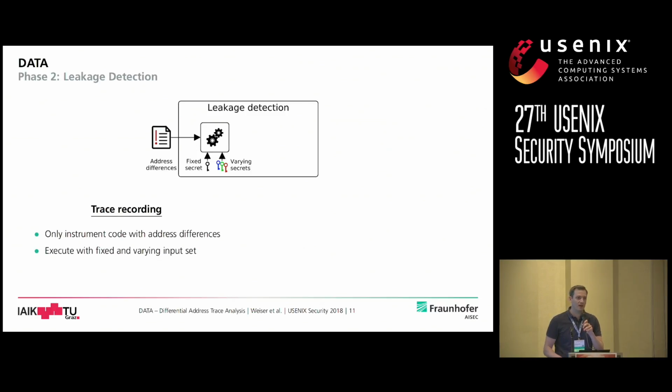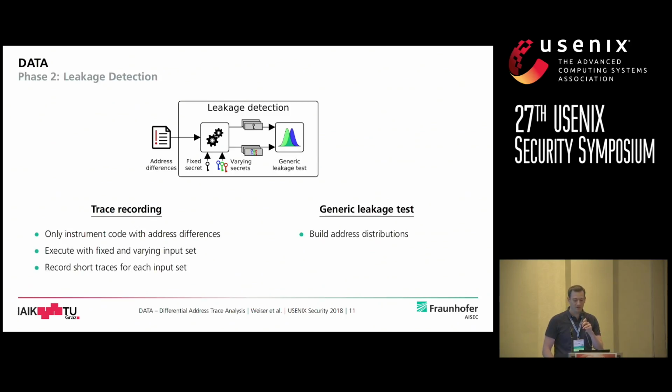So let's suppose I want to take 100 measurements. I would execute the program 100 times with fixed input and 100 times with random distinct secret inputs. And this gives me two different trace sets. These trace sets are the input to what we call the generic leakage test. So what the generic leakage test is doing basically is iterating over all the address differences that we found in phase one, and then looking into these two different trace sets and extracting all the addresses that we see.